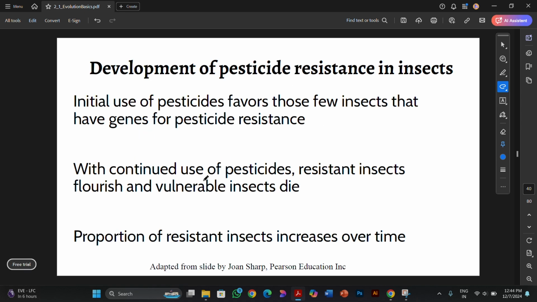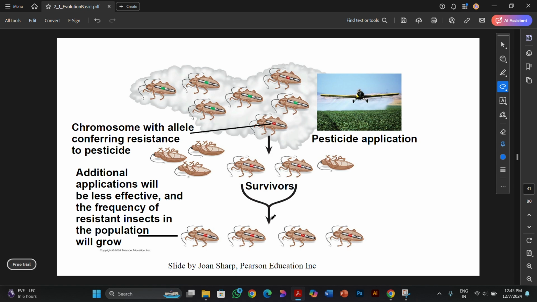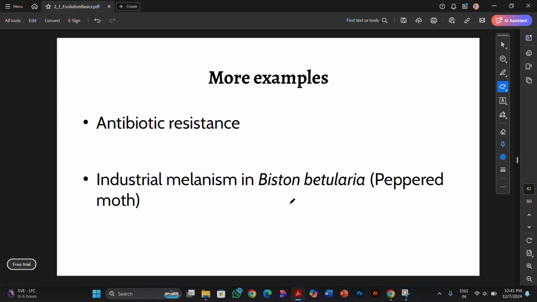There is also the same thing in the development of pesticide resistance genes in insects. When we use too much pesticide over a long time, the survivors of that pesticide reproduce, and the population of resistant insects increases. This is depicted here. You can pause and understand. You can read about these from online resources.